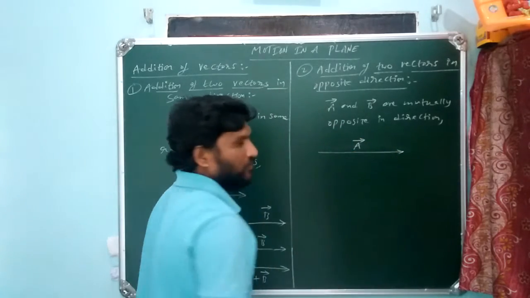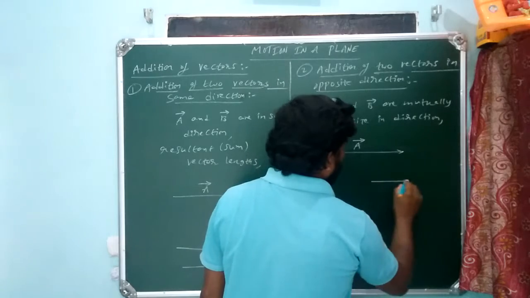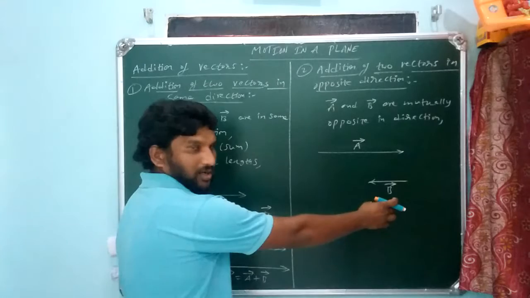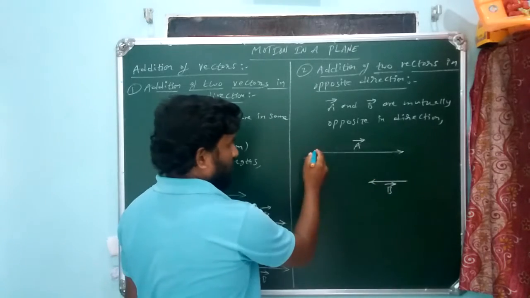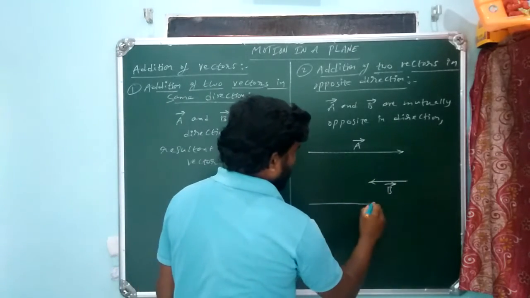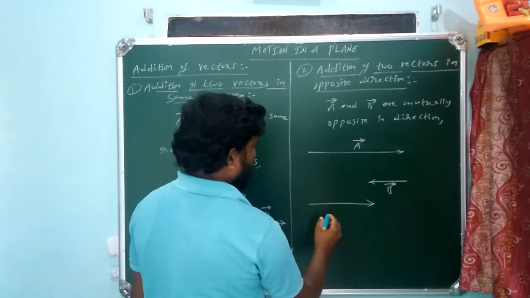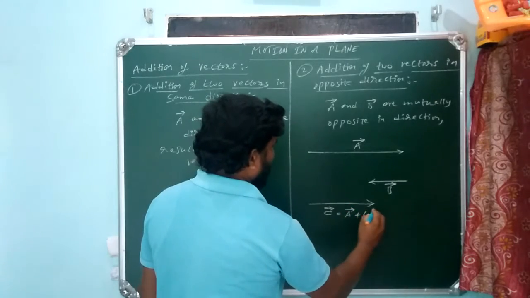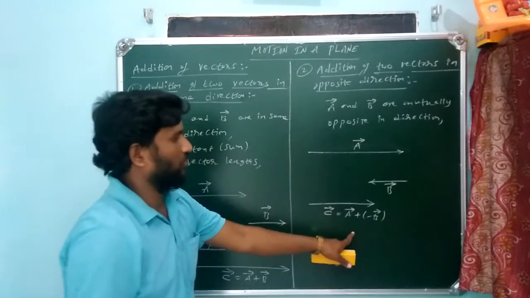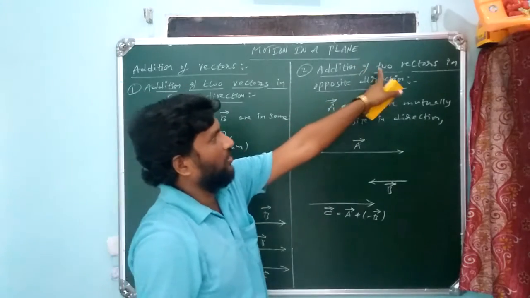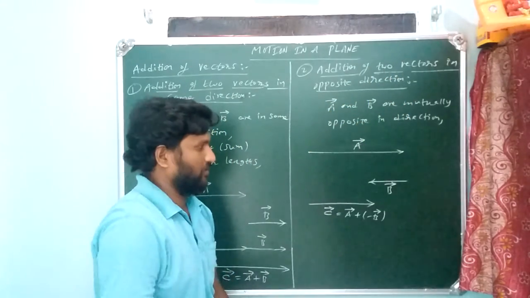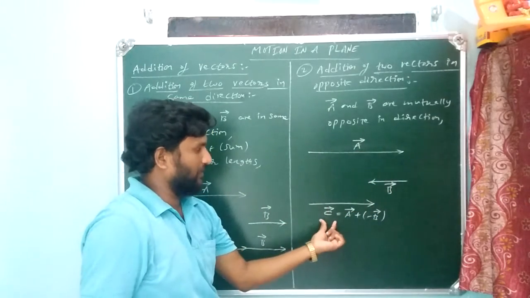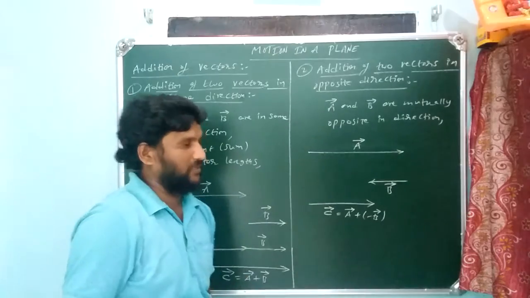Let a bar be the larger vector having larger length, b bar is a vector having smaller length. Subtracting the smaller length vector b bar from the larger length vector a bar, then we are going to get the resultant like this. Therefore, c bar is equal to a bar plus of minus b bar. Like this, we are going to add two vectors in opposite direction by subtracting the length of the smaller vector from the length of the larger vector. Then we get the resultant c bar equal to a bar plus of minus b bar.